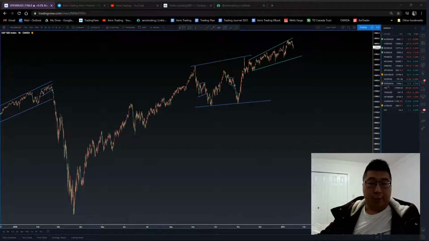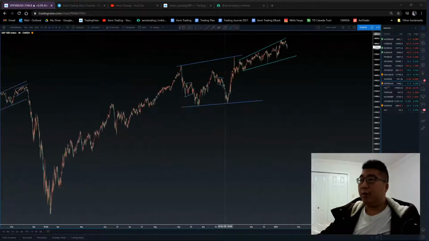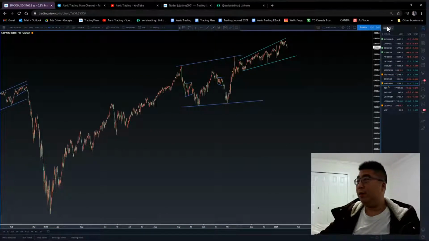What will happen with Cardano? I'm going to go over indices, and I'm going to go over crypto after, so I'll talk about that. So any question? No question on indices. Let's continue. I'm going to finish with commodities first, and I'll wrap up with crypto.